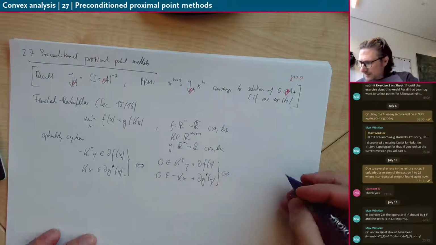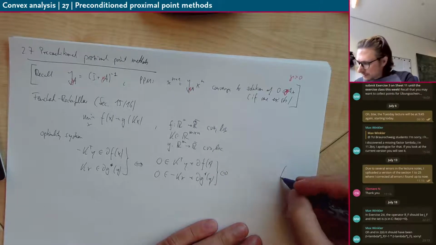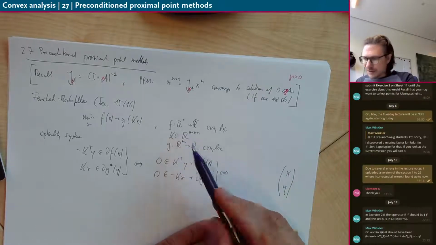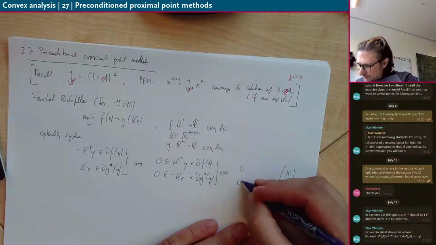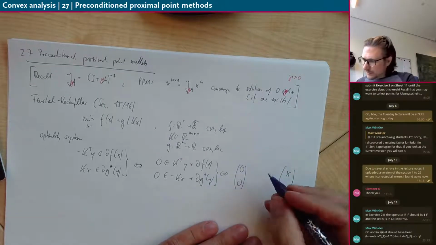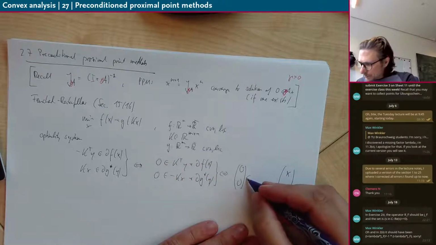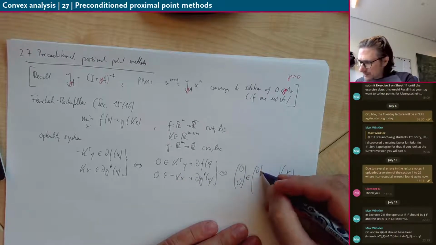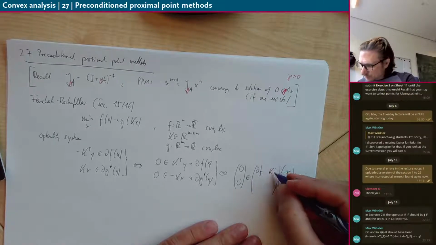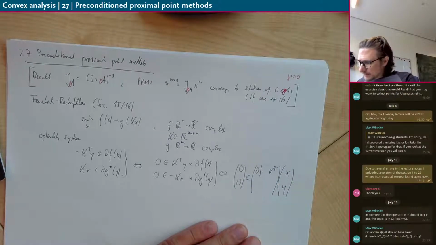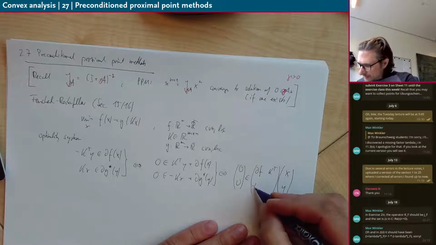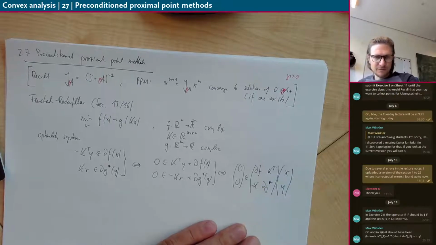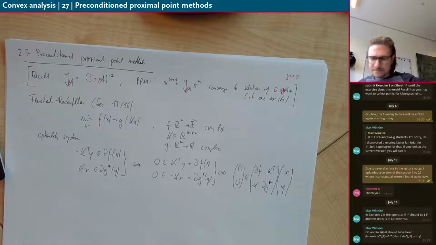Now we formulate this as a block operator. If you have x and y as a tuple in R^n times R^m, then of course we could also stack the zeros into one vector, also in R^n times R^m. What is now the operator in front? In the first inclusion, the x goes into the subgradient and the y goes into K transpose. And down here, the x goes into minus K, and the y goes into the subgradient of g star. That's now the block operator form of this optimality system.